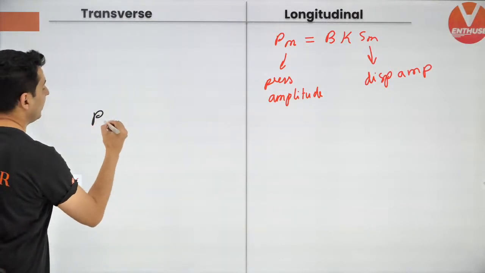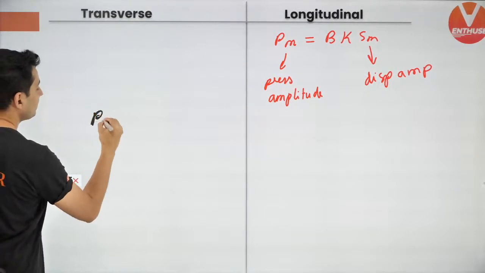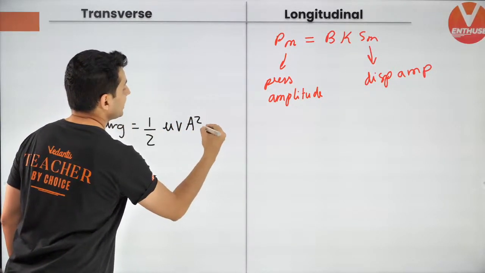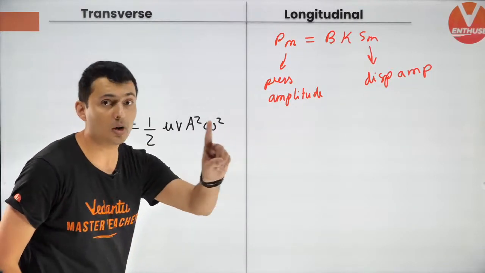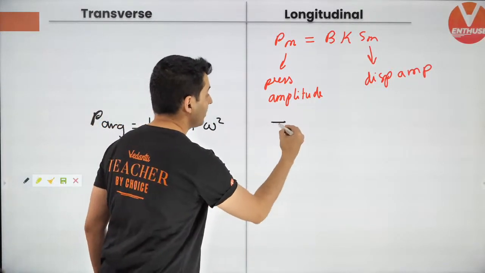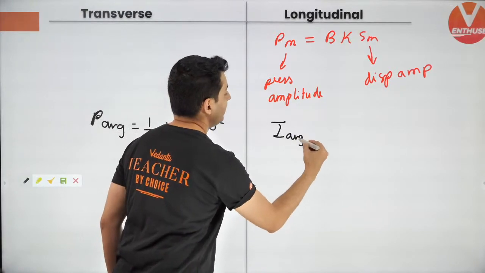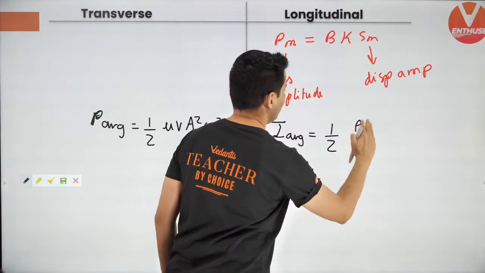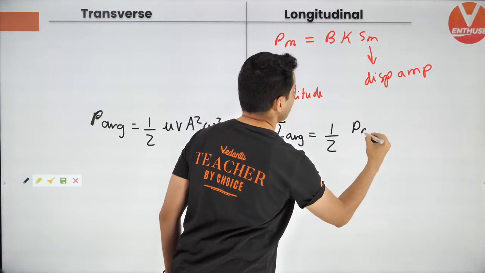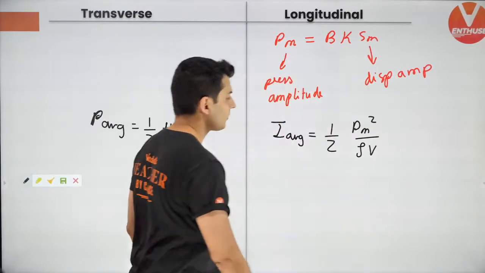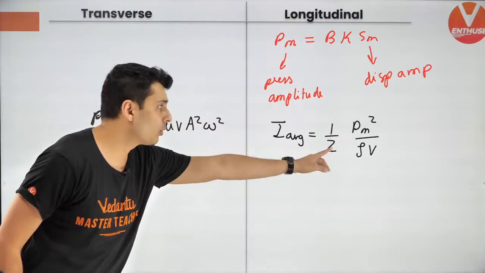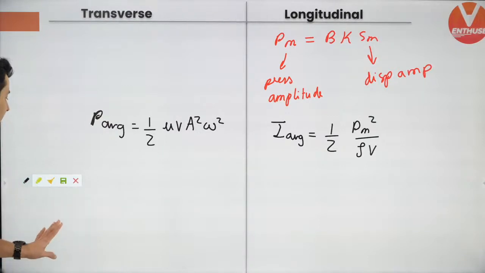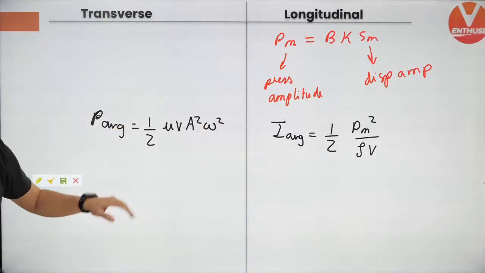Next up, power. Average power, very important formula, half mu v A square omega square. Very important formula for transverse wave. But here you have intensity. The intensity is given by half Pm square by rho v. Very important, half Pm square by rho v, that's the intensity formula. Keep this in mind, okay? Then, if you have noted this down, very, very important.